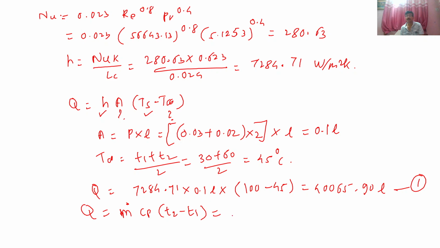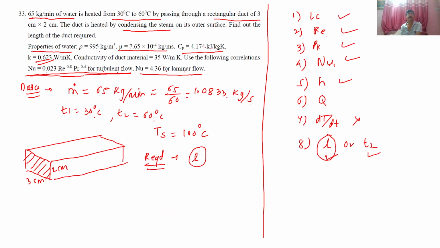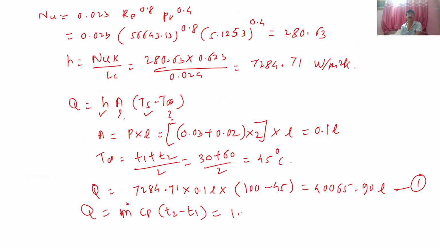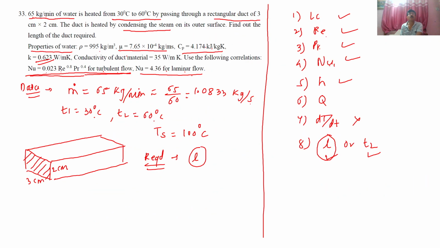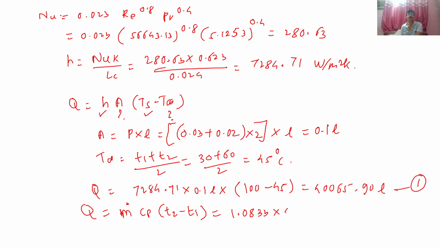Okay, so what is m dot? M dot is given as 1.0833 kg per second. What is Cp of water? It is 4.174, but it is required in joules, so 4174, multiplied by 1000. And T2 minus T1 is 60 minus 30. If I calculate, the answer of Q comes as 135650.82 watt. This is equation 2.